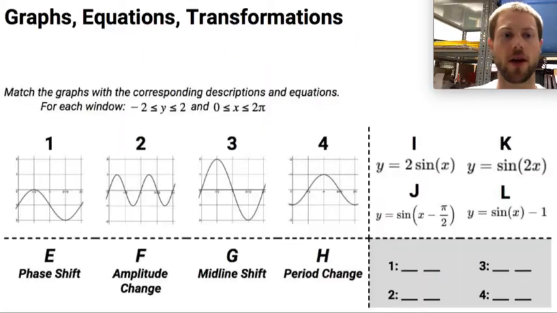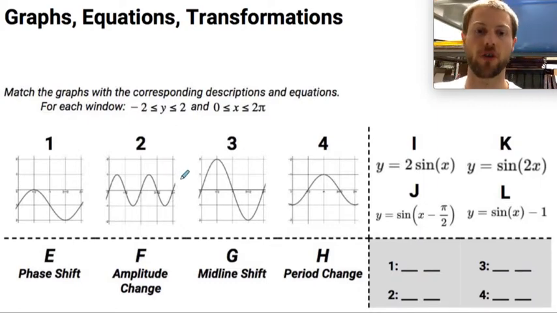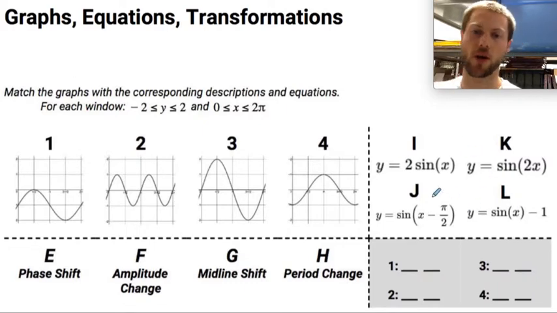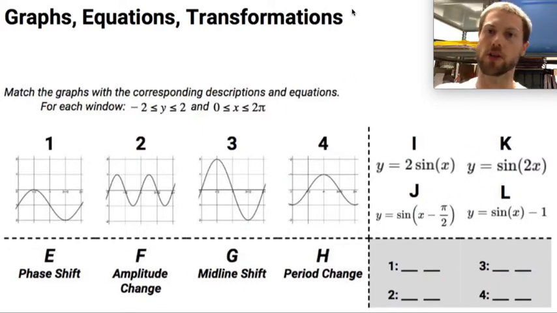So let's jump in and talk about a little bit of a warm-up that I'd like you to actually try on your own. Pause the video and see if you can match all of these graphs with their corresponding equations and their types of transformations. For each one of these graphs, 1, 2, 3, 4, you should have 2 letters associated with each of them, one from this blob and then one from this blob. So pause the video, give this one a shot, and we'll talk about it in just a second.